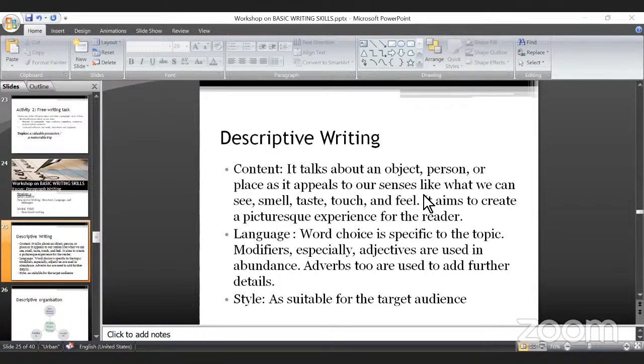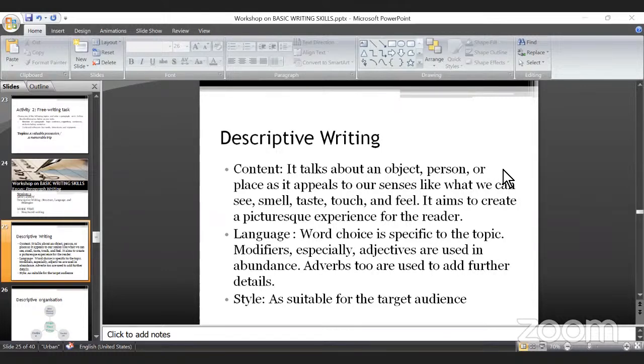You give a picturesque experience to the reader. You can either call it picturesque writing or you can also call it experiential writing, right? Wherein the reader is with the writer. It doesn't feel like someone else is writing, but it's something that you have sensed, which you have observed with your own senses, which is why the first sentence, right? As it appeals to our senses.